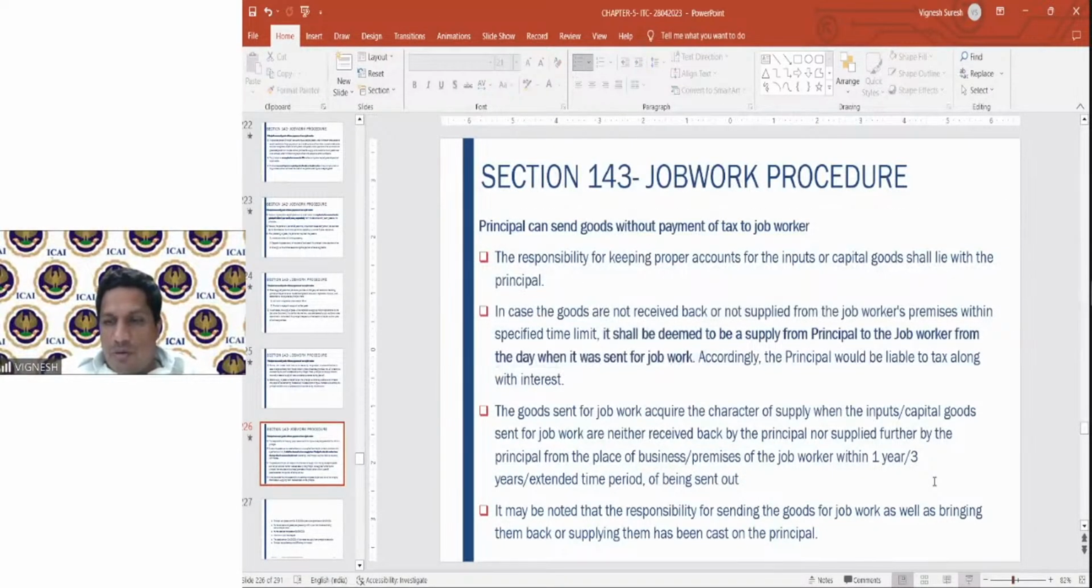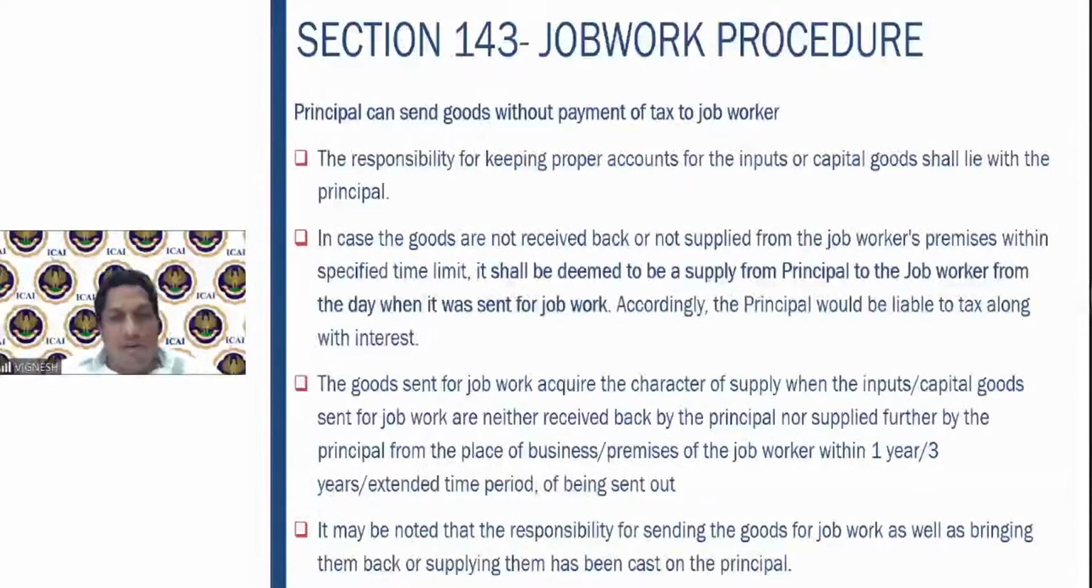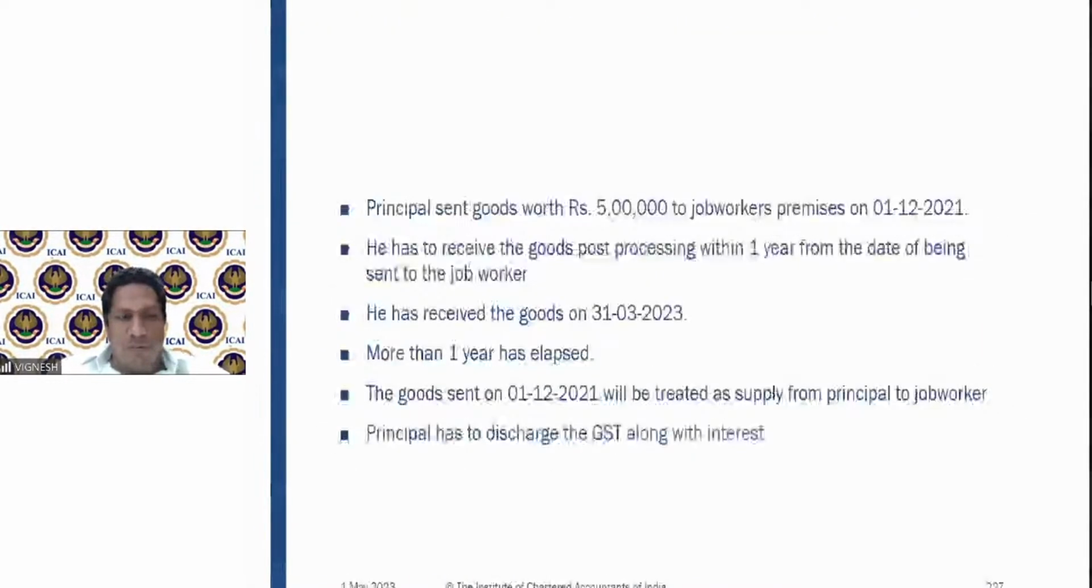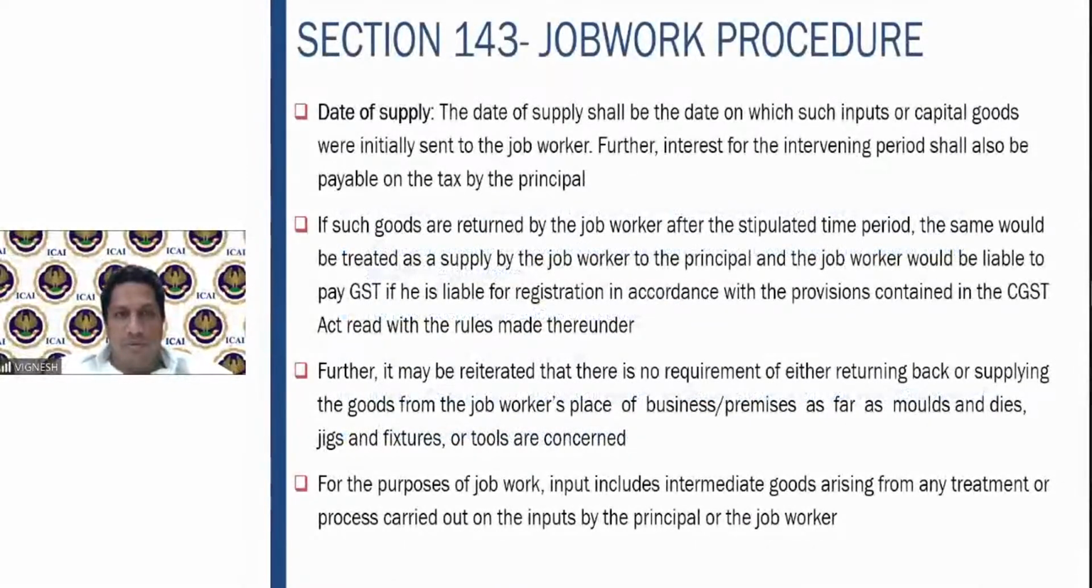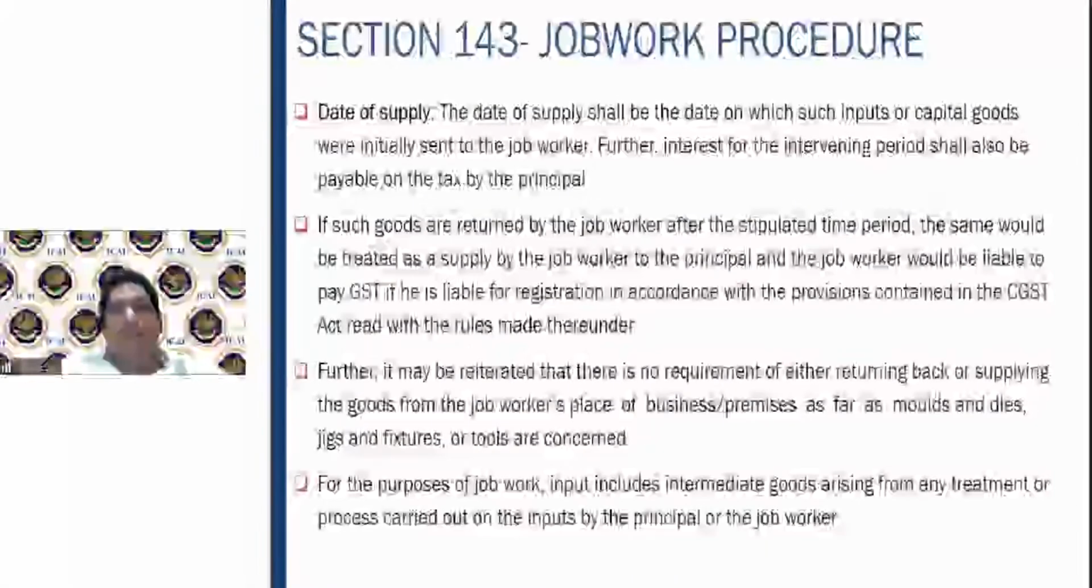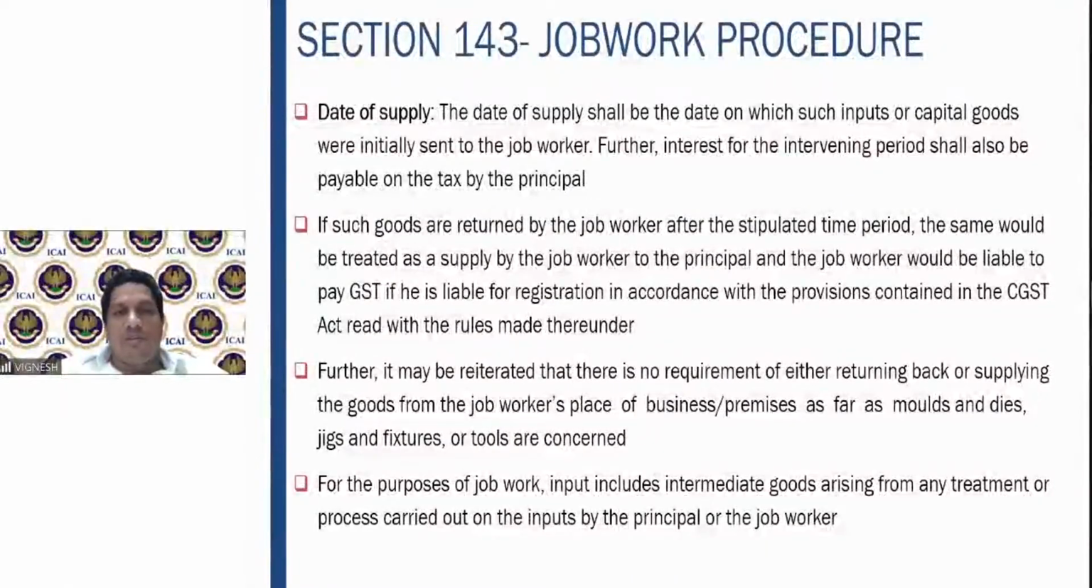So therefore, the goods which are sent to the job worker acquire the character of supply when the inputs or capital goods are neither received back within 1 year or 3 years of being sent out. Responsibility for sending the goods for job work as well as bringing them back for further supplying to the customer has been cast on the principal. Fine. What is the date of supply? As I told you, the date of supply will be, for example, 1st December 2020, on which the inputs or capital goods were initially sent.